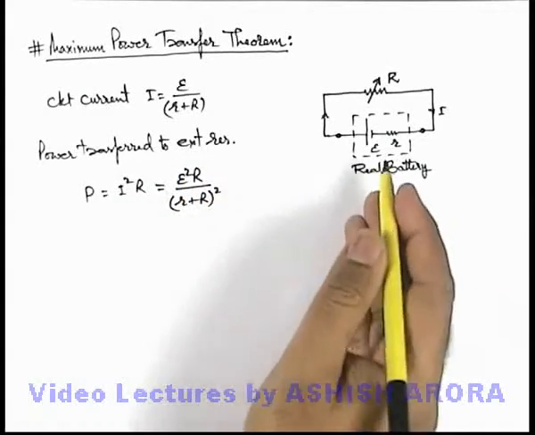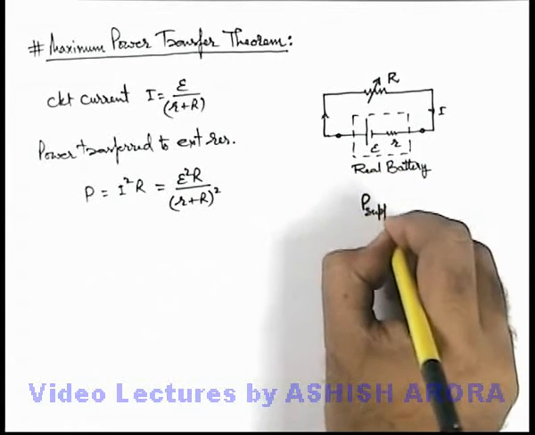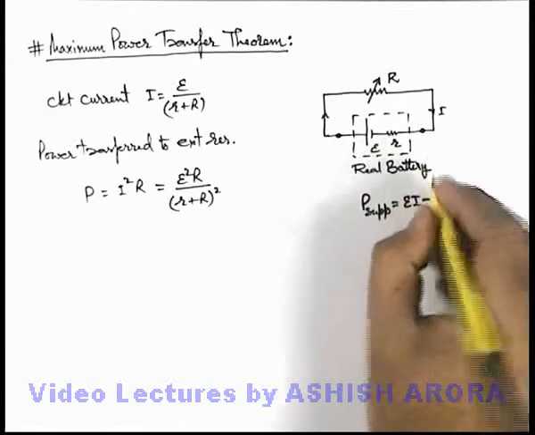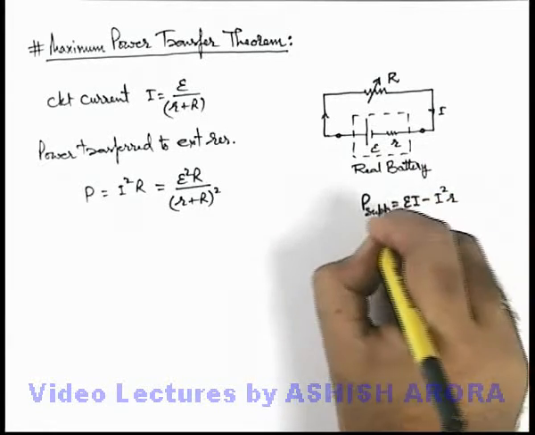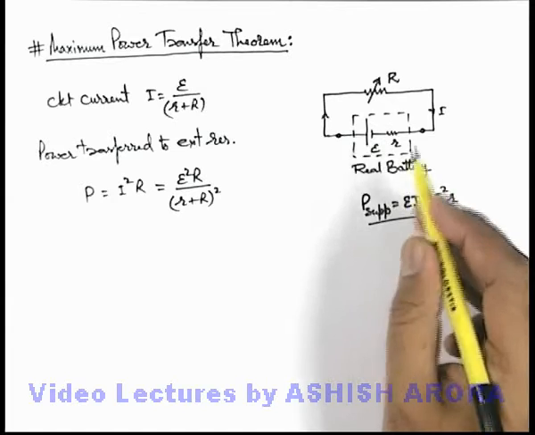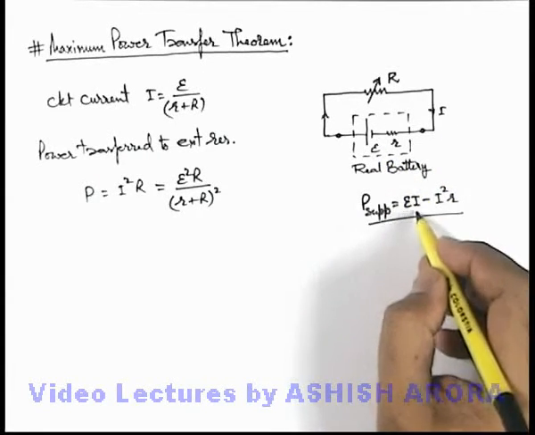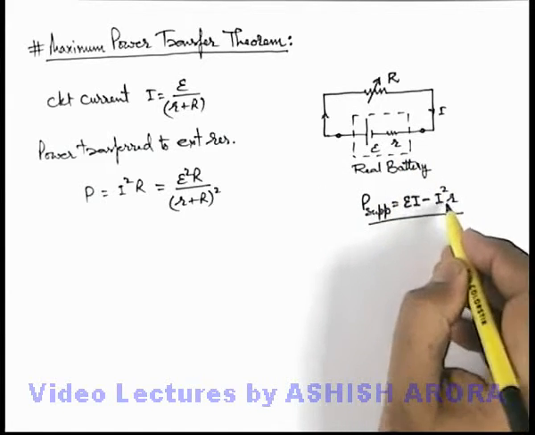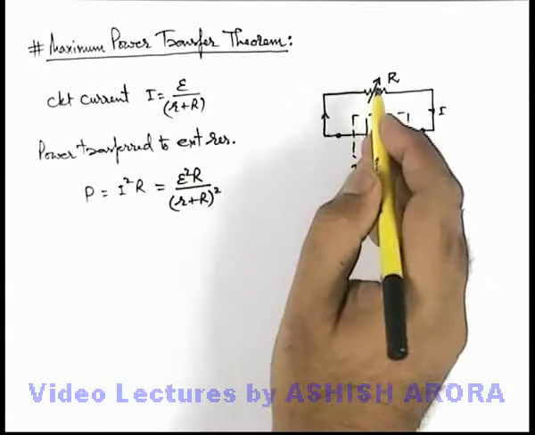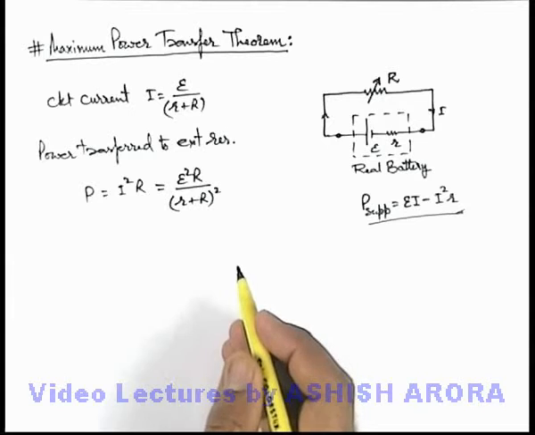The same can also be calculated by the way we already studied, that is, power supplied by the battery is the power produced by the battery minus the rate of heat dissipation within the battery, that is I square small r. In previous sections we already studied it. So for any external circuit, a battery supplies the power which is given by the power produced minus the thermal power dissipated within the battery. This is another way by which we can calculate this power. But here, as there is a single resistance, we can directly calculate it by using I square R.